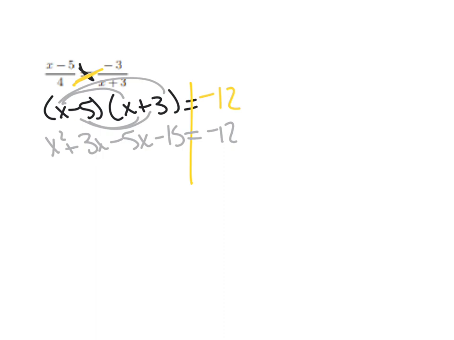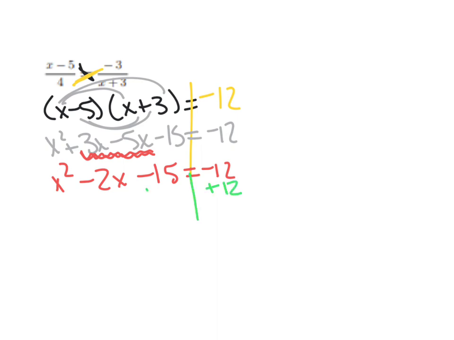The left-hand side, we want to combine these like terms, which are these middle terms. So we'll bring down the x squared. 3x minus 5x is negative 2x. We'll bring down that minus 15 equals negative 12. Now, if we want to use factoring to solve this, we're going to have to set this equation equal to 0. So we're going to add 12 to each side.